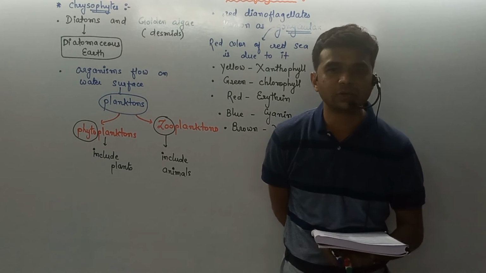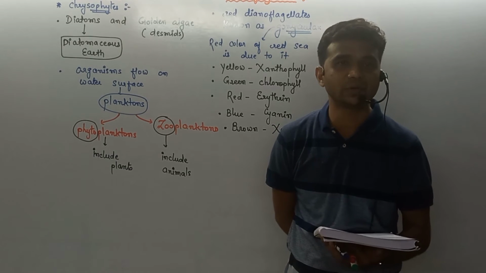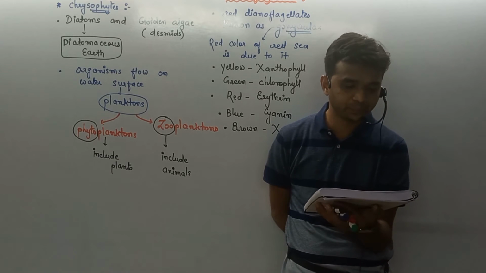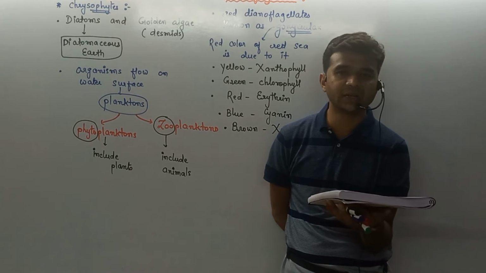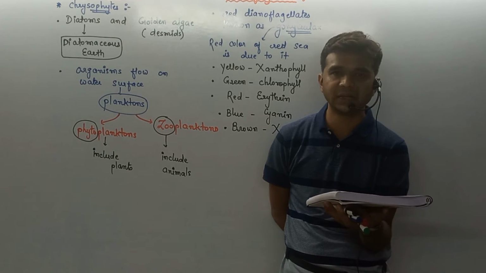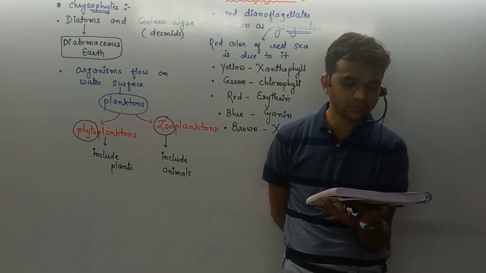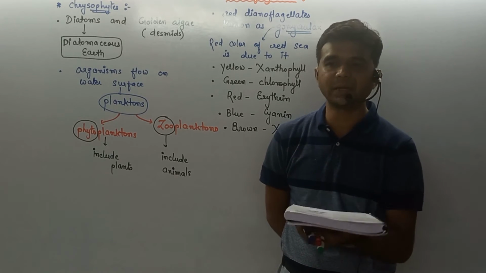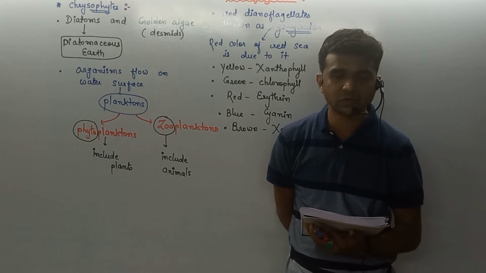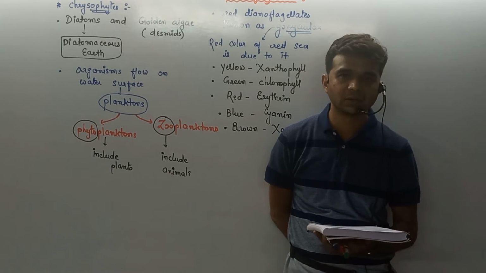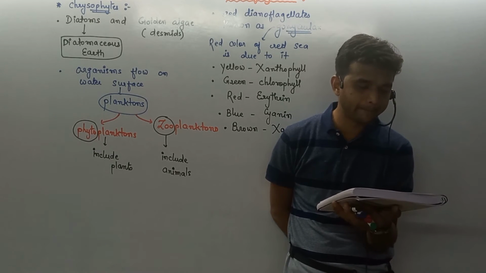Most of them have two flagella. That's why I have told you that dinoflagellates means two flagella are there. One lies longitudinally, longitudinally means vertically, and the other transversely, in the horizontal manner, in the furrow between the wall plates. So the cellulosic wall plates are coming in contact with each other, and at the junction of it, the transverse flagella originates.